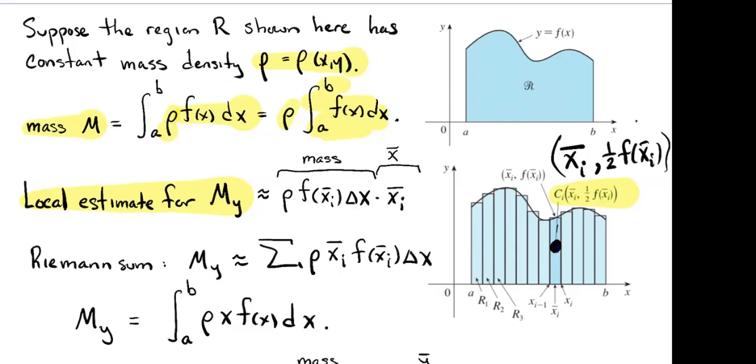Okay, what's the mass of that rectangle? Well, like we were just saying, the mass is the density times the area. The area of the rectangle is its height times its width, f of x i bar times delta x. And if I multiply that mass by the x-coordinate of the centroid, the midpoint there, x i bar, then I'm going to get the moment about the y-axis. I'm saying it's a local estimate because the rectangle just approximates the area under the region. It's not exactly equal to it.